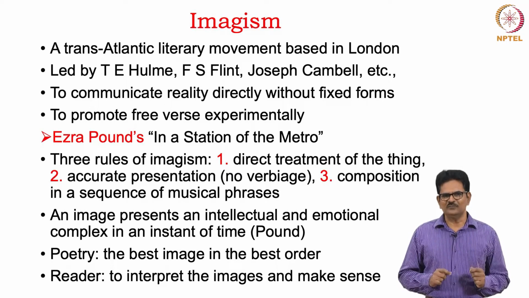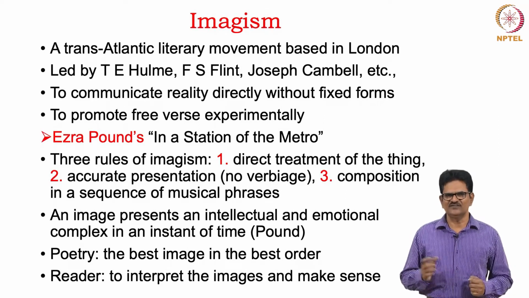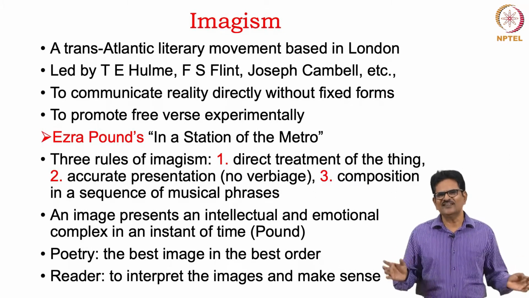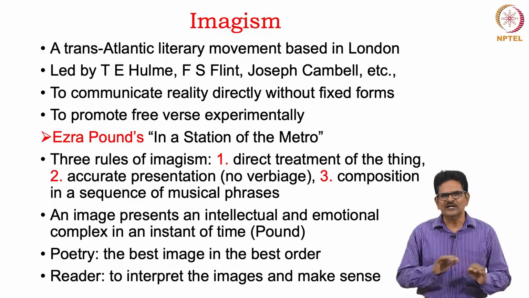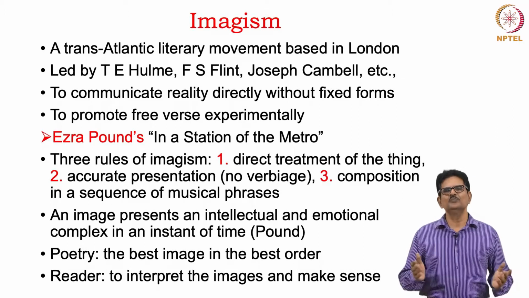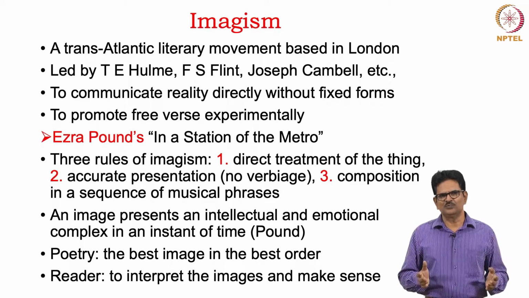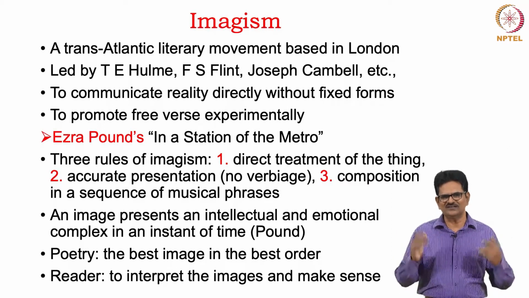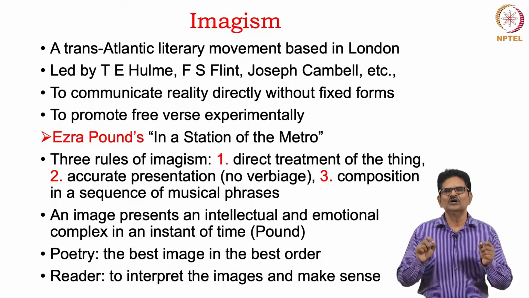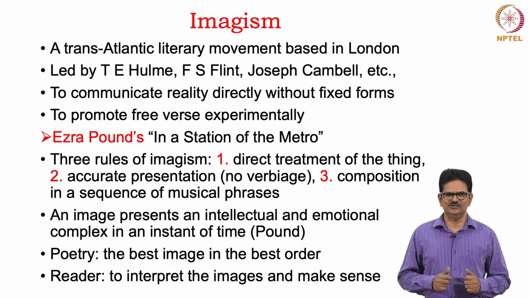3 rules of Imagism were mentioned during this time. We have listed them here. One is direct treatment of the thing, the second is accurate presentation, that means no excessive use of words, as we see, no verbiage. The third one is composition in a sequence of musical phrases. So, we can understand that these modernist poets were using free verse, but at the same time they were giving importance to music, rhythm and many other aspects associated with good poetry.